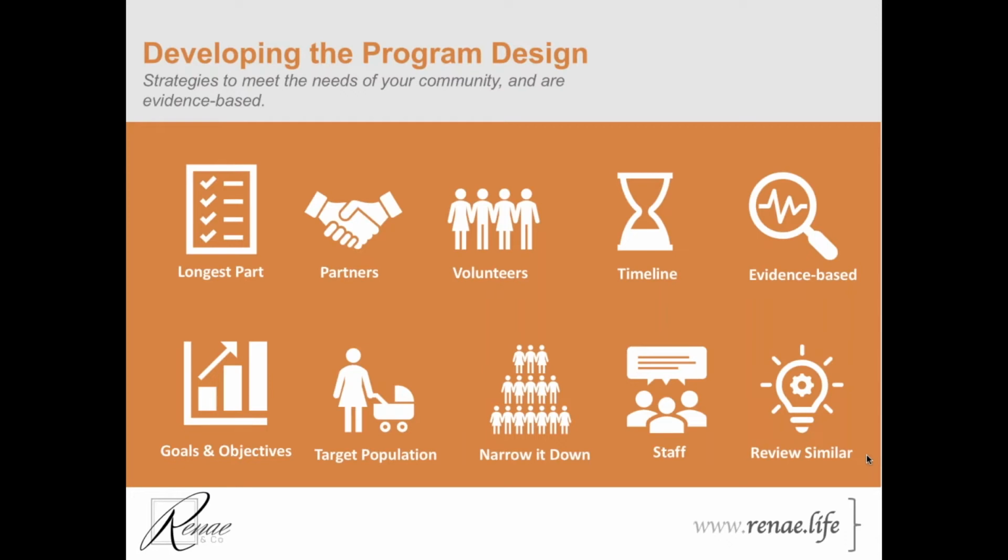6 to 7 paragraphs. You're going to talk a little bit about the partners that you will work with to make sure this program happens. You may talk about your volunteers, especially if you're doing a mentoring program. You also want to include a timeline, and you also want to discuss your evidence based program component.